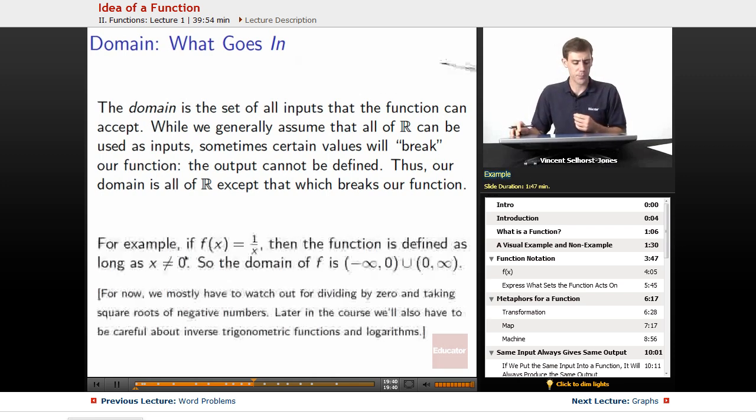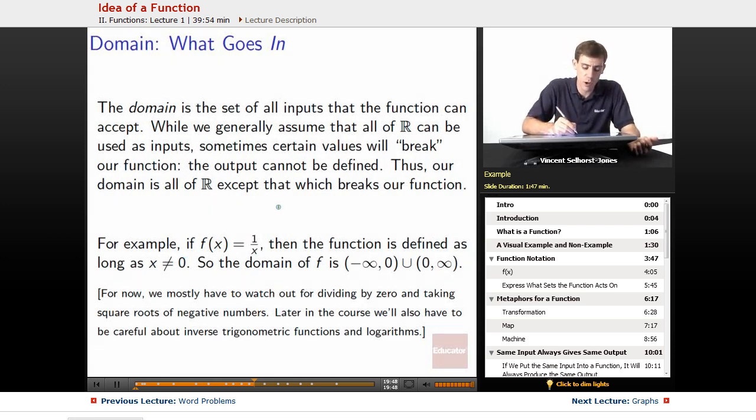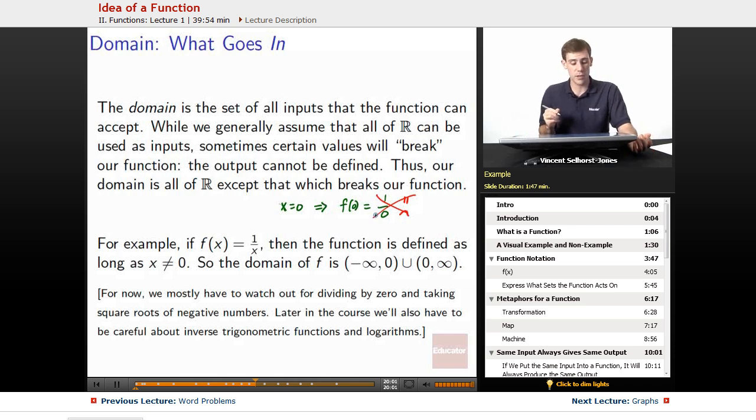Let's see an example. If we had f of x equals 1 over x, the function would be defined as long as we don't divide by 0, right? If we had x equals 0, then f of 0 gets us 1 over 0. Are we allowed to do that? No, very bad. We cannot divide by 0. So we're not defined there, but everything else works. If we plug in anything that isn't a 0, it works out fine. So everything is defined as long as x is not 0.